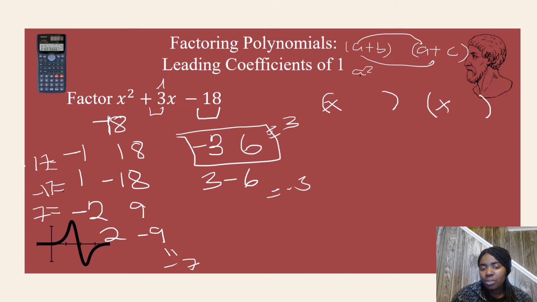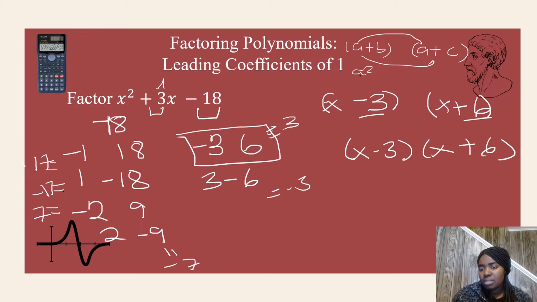Now the trick as to what goes in here is what we just figured out, negative 3 and 6. One of them is going to be minus 3, and the other one is going to be plus 6. So your factors are x minus 3 and x plus 6. Let's check to see if we're right. Let's multiply this out. X times x is x squared. X times 6 is 6x, so plus 6x. Negative 3 times x is minus 3x.